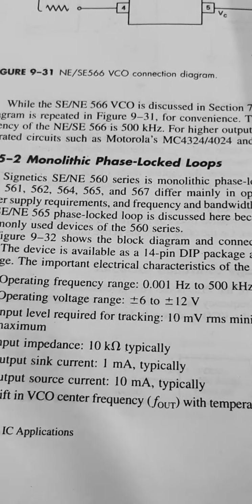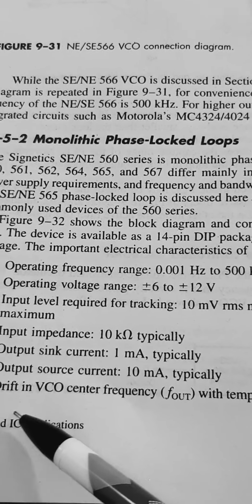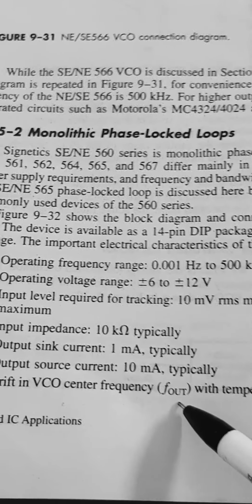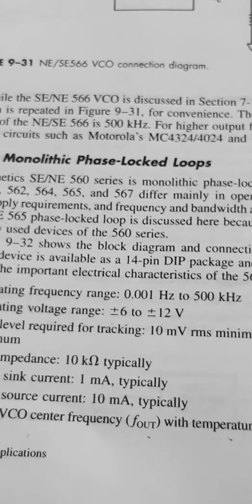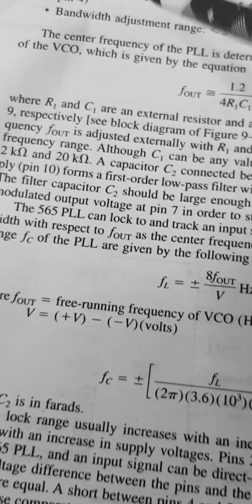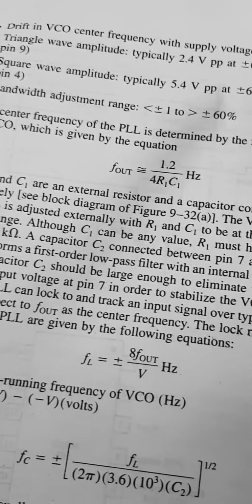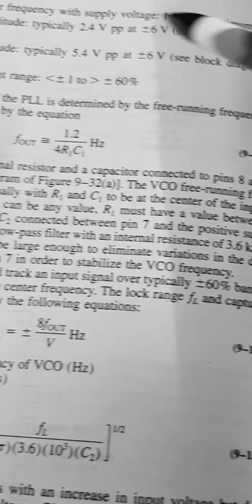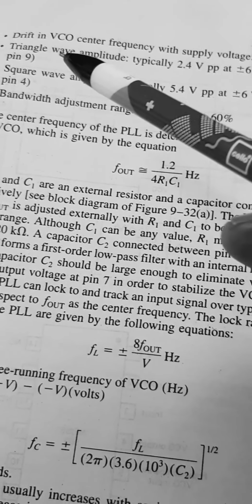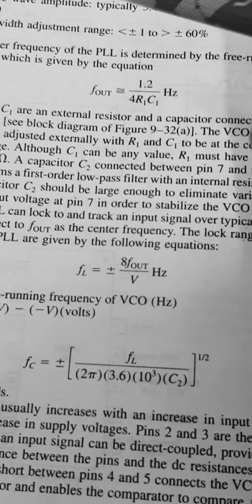Source means it is giving out. Sink means it is taking. Drift in VCO center frequency with the temperature is 300 ppm per degree Celsius typically. Then drift in VCO center frequency with the supply voltage is 1.5% per V maximum.